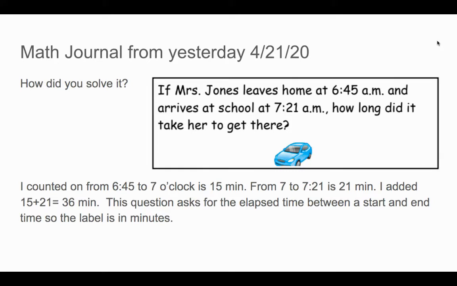If Mrs. Jones leaves home at 6:45 and arrives at school at 7:21, how long did it take her to get there? Okay, this question asks for elapsed time. Remember, our label is going to be minutes. So I counted on from 6:45 until 7 o'clock, and I got 15 minutes. And then from 7 to 7:21 is 21. And then I added 15 plus 21. Make sure you show your work or have an equation that explains what you are thinking. And do today's math journal too, third graders.